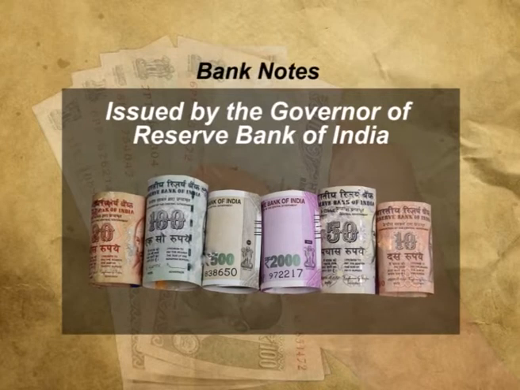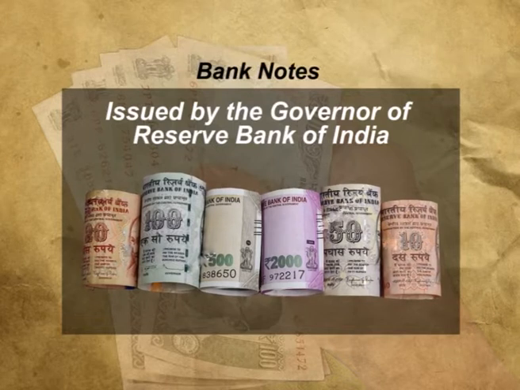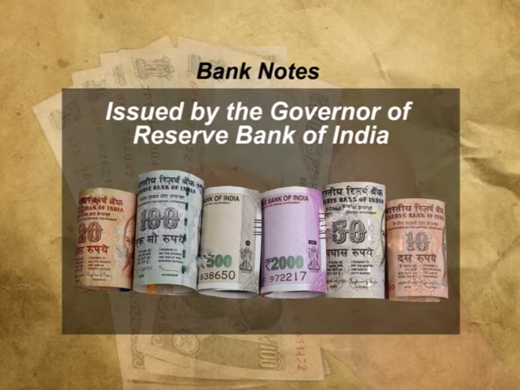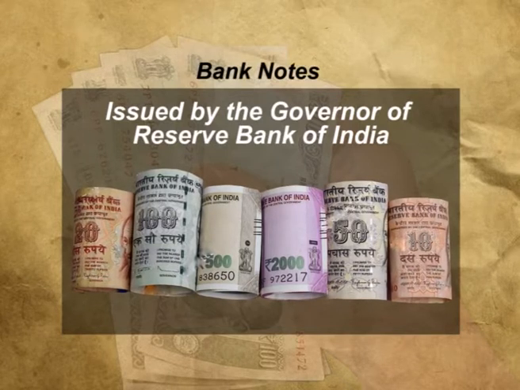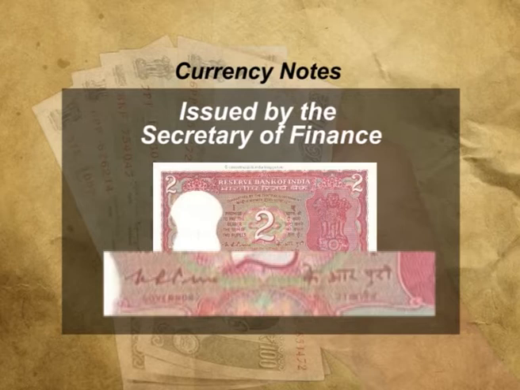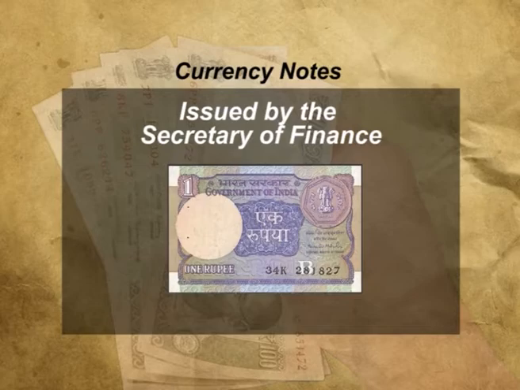Before proceeding further, it is imperative to know the difference between a bank note and a currency note. Bank notes are those which are issued by the Governor of the Reserve Bank of India, for example, rupees 10, rupees 20, rupees 50, rupees 100, rupees 500 and rupees 2000, while currency notes are those that are issued by the Secretary of Finance, for example, rupee 1 and rupee 2.